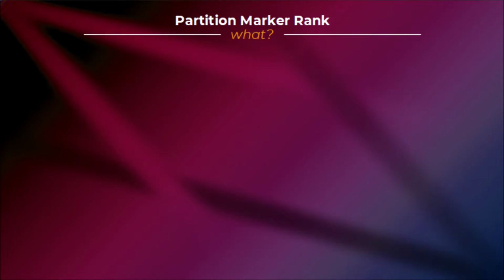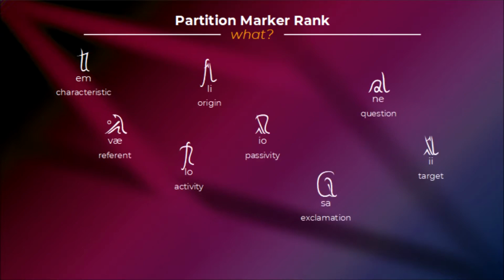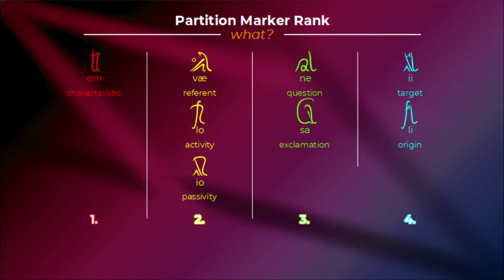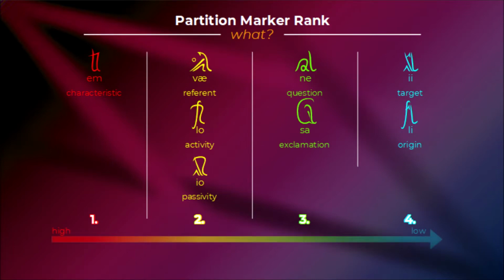and this brings us to the question of what. What is a partition marker rank? Well, let's bring back the partition markers. So, this time we'll rearrange them into columns. The characteristic marker has rank 1. The referent, activity, and passivity markers have rank 2. The question and exclamation markers have rank 3. And the target and origin markers are rank 4. These ranks go from high to low, meaning that rank 1 is the highest and rank 4 is the lowest.